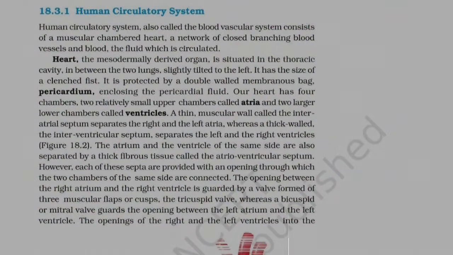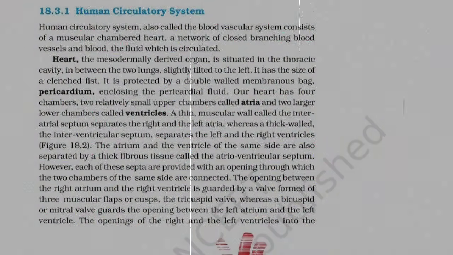Our heart has 4 chambers, 2 relatively small upper chambers called atria, and 2 larger lower chambers called ventricles. A thin muscular wall called the interatrial septum separates the right and the left atria, whereas a thick-walled interventricular septum separates the left and the right ventricles. The atrium and the ventricle of the same side are also separated by a thick fibrous tissue called the atrioventricular septum. However, each of these septa are provided with an opening through which the 2 chambers of the same side are connected.